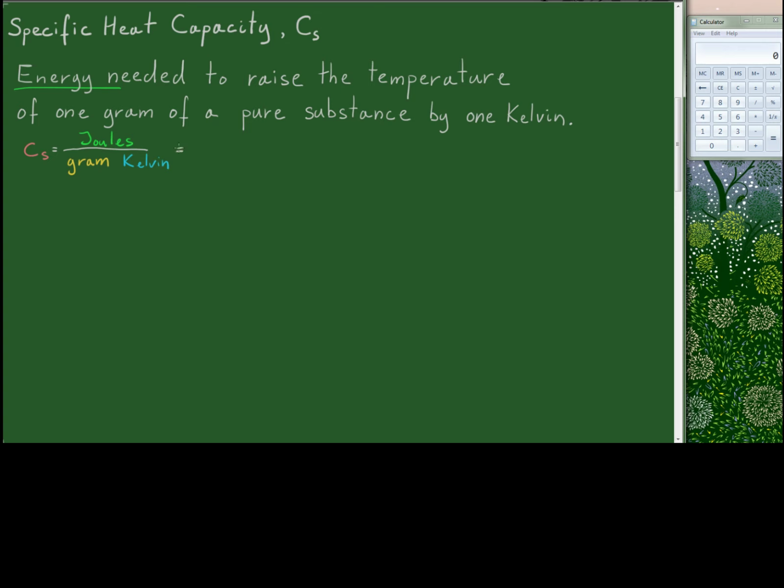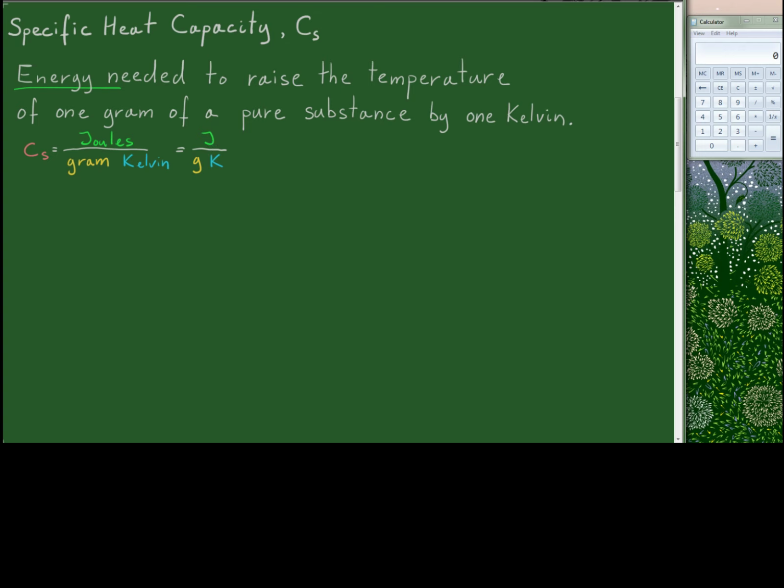And we can also write that a little bit shorter. So it'll be joules over gram Kelvin. And please note that joules over gram Kelvin, that is the unit for the specific heat capacity.